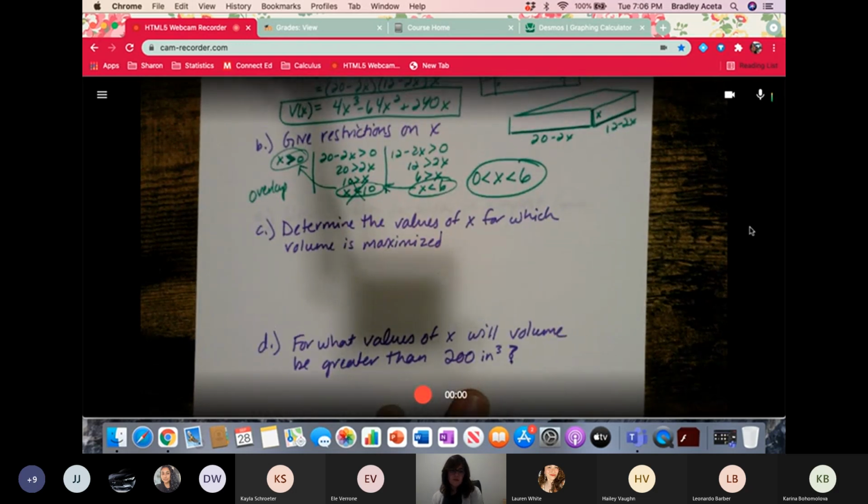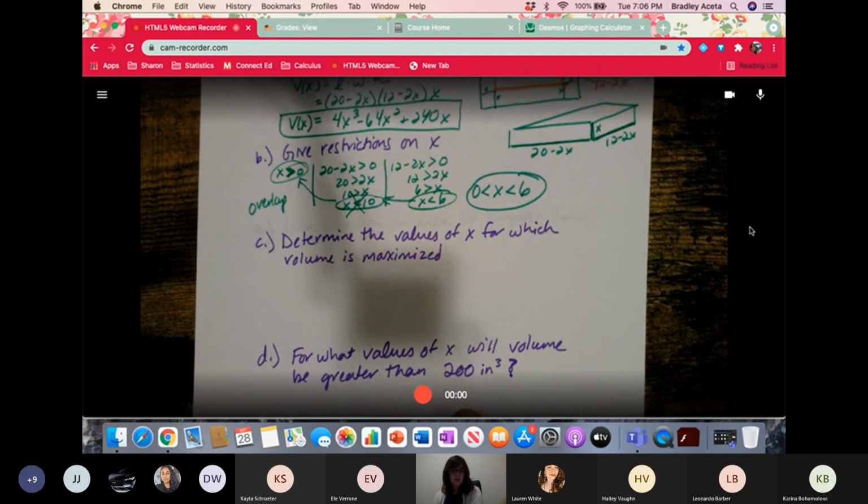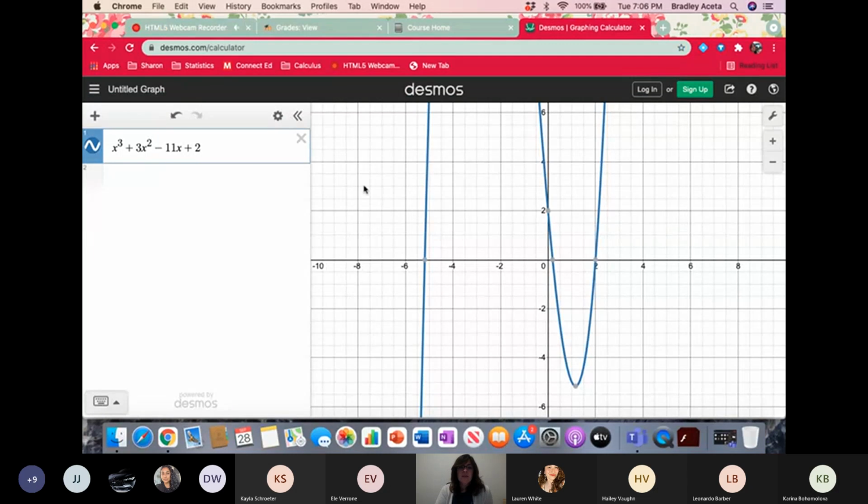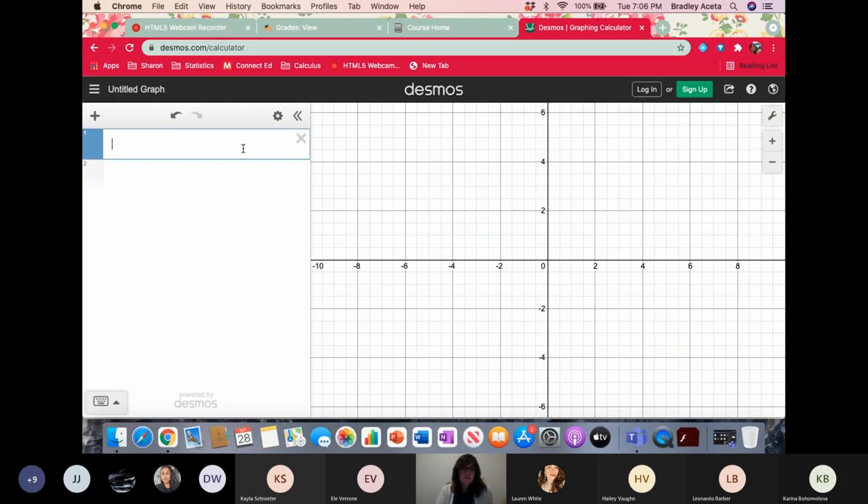Now, determine the values for which the volume is maximized. So we're going to use our calculator for this, or in this case, am I going to use Desmos? And I'm going to type in that equation that I just had before. And to be honest with you, you could probably type it. You know what? Let's just do it. Why not? If I mess up, it's on me. 20 minus 2x, 12 minus 2x, and x.